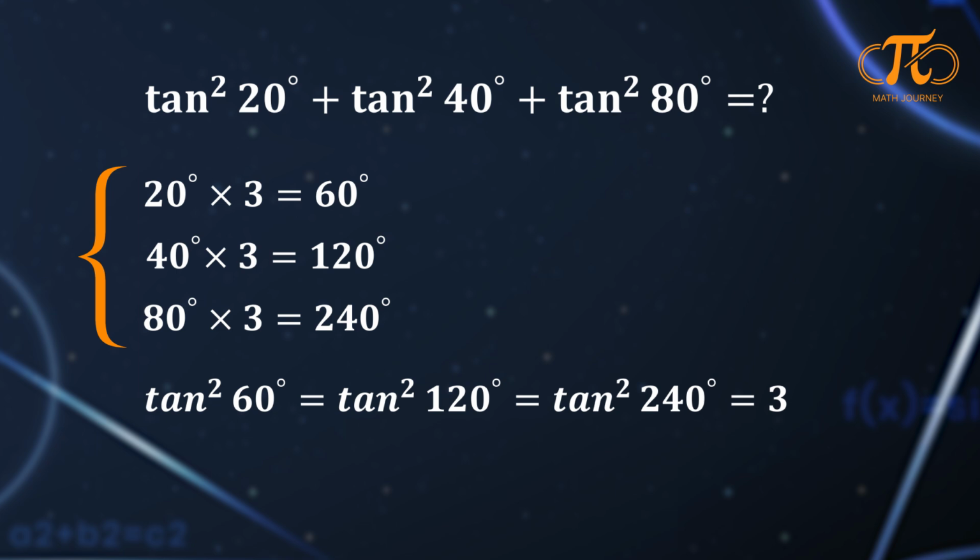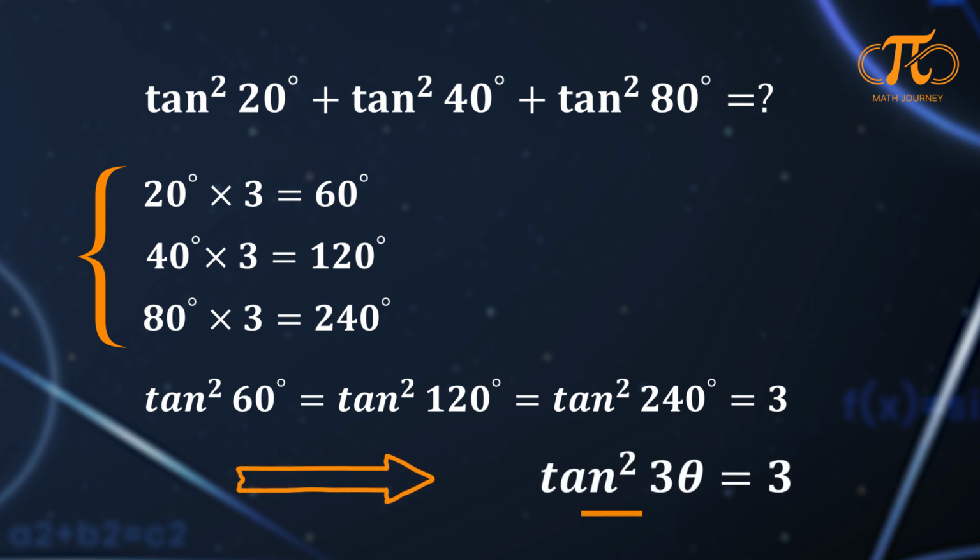Here's what we know. Tangent squared of 60 degrees equals 3. Tangent squared of 120 degrees equals 3. The tangent squared of 240 degrees also equals 3. Pretty interesting, right? So, we've discovered that the squares of the tangents of 3 times these angles are all equal to 3. But what we need is the sum of the squares of the tangents of the original angles, 20, 40, and 80 degrees. So, let's express the tangent of 3 times theta in terms of the tangent of theta.